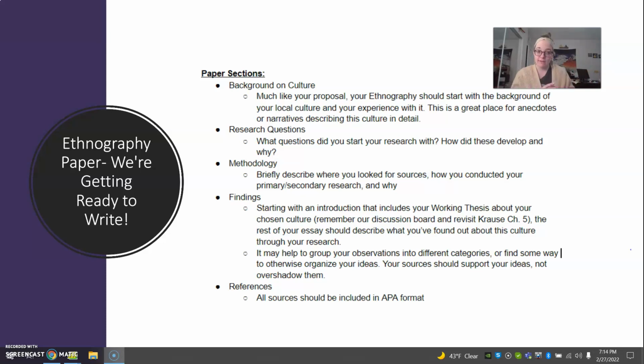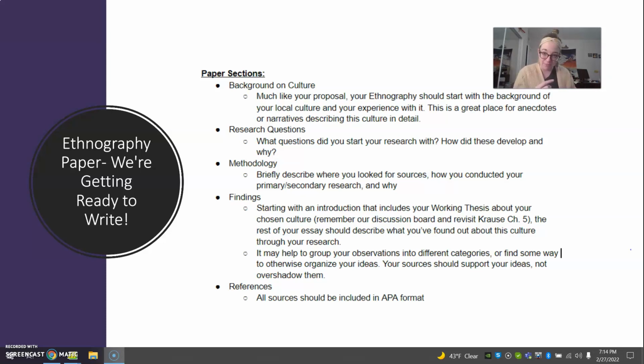So what you'll notice is that the sections of the paper, some of these might look familiar. So first, you're going to start with a background on your culture. It says, much like your proposal, your ethnography should start with the background of your local culture and your experience in it. This is a great place for anecdotes or narratives describing your culture in detail. Your research questions are going to come next. So what questions did you start with and how did these develop? And then your methodology, you're going to just describe where you went for resources, how you conducted your primary and your secondary research and why.